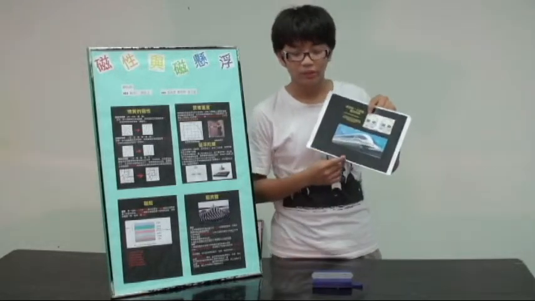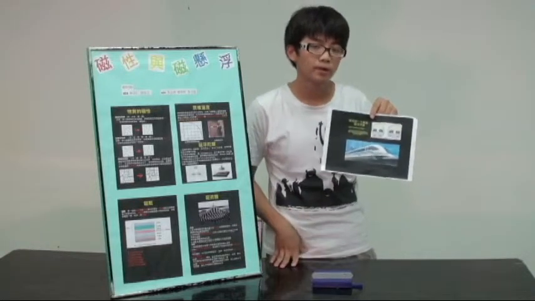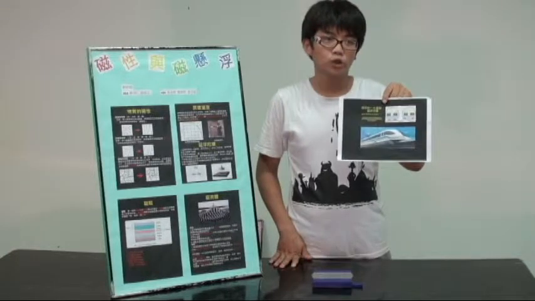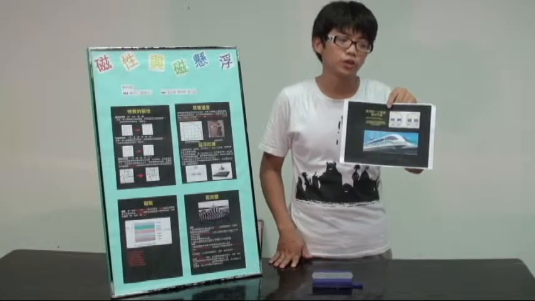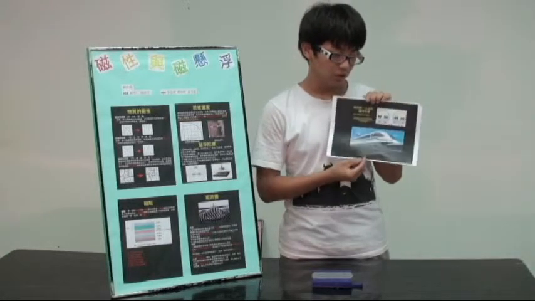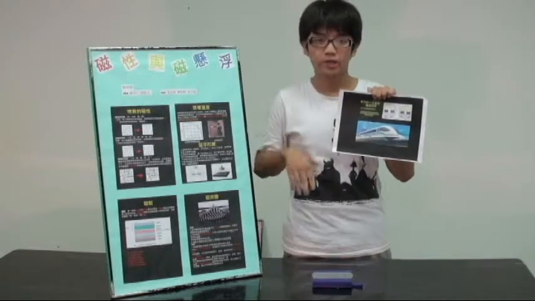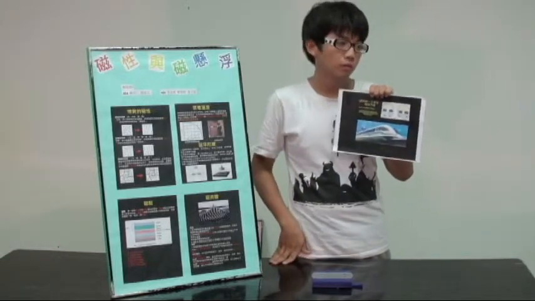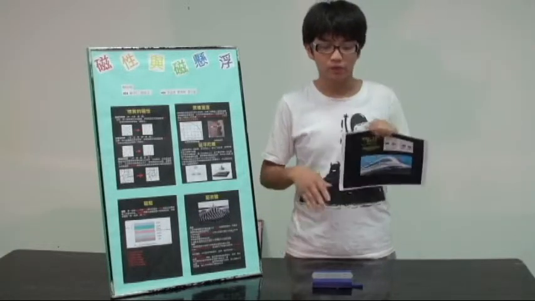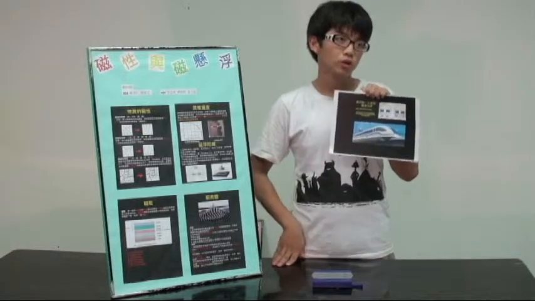The magnetic levitation train uses magnet repulsion and attraction to let the train float in the air. And then it will go faster and more stable. The track is divided into two.